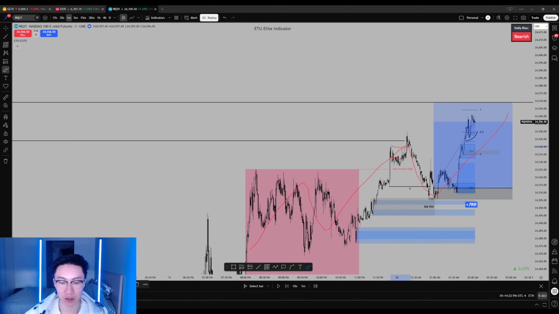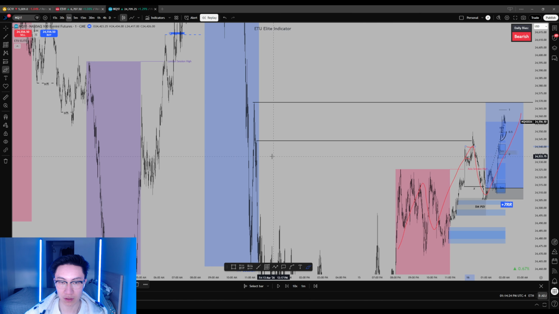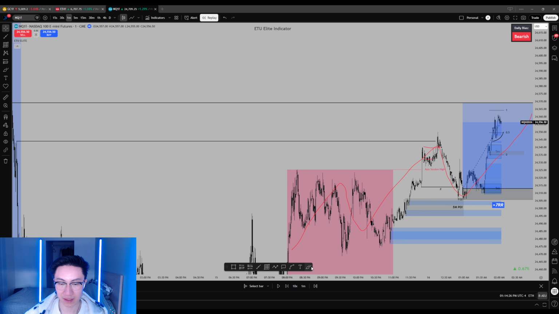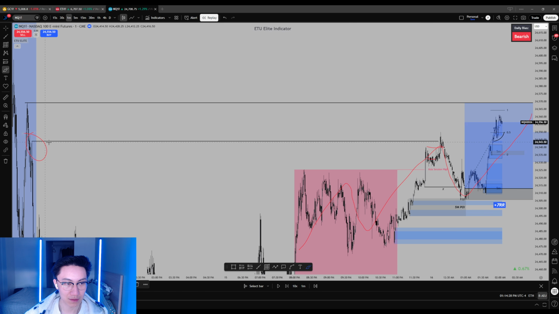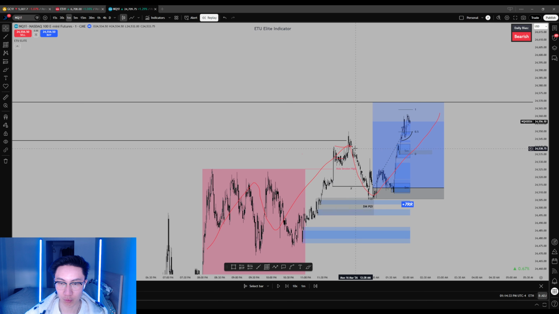You can, again, low probability. If you're taking counter trend, you want to wait for more confluences, more liquidity to be taken out. You wait for this next high here to get taken, or you even can wait for this high. But like I said, I'd rather trade with the trend most times.